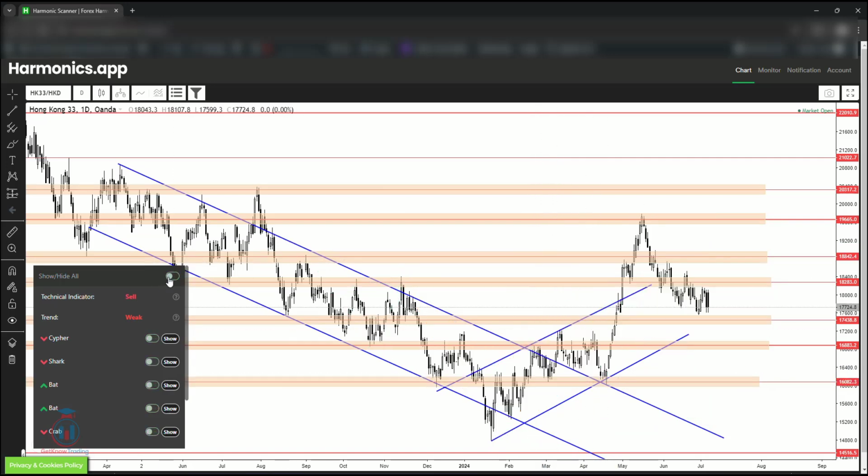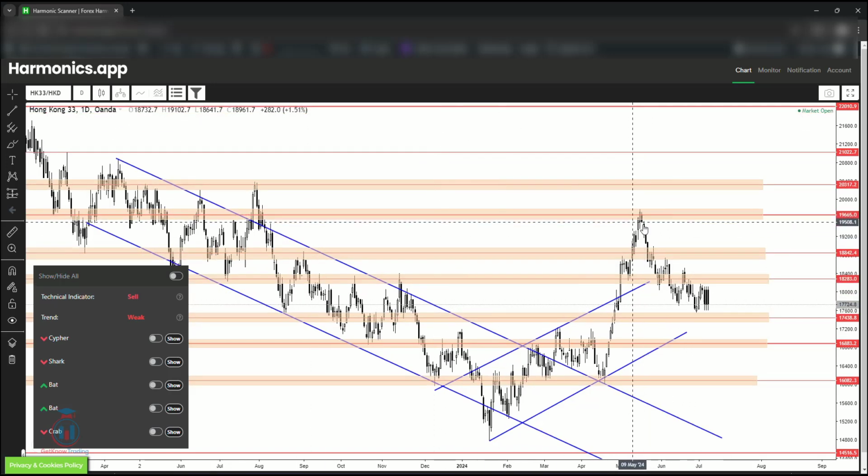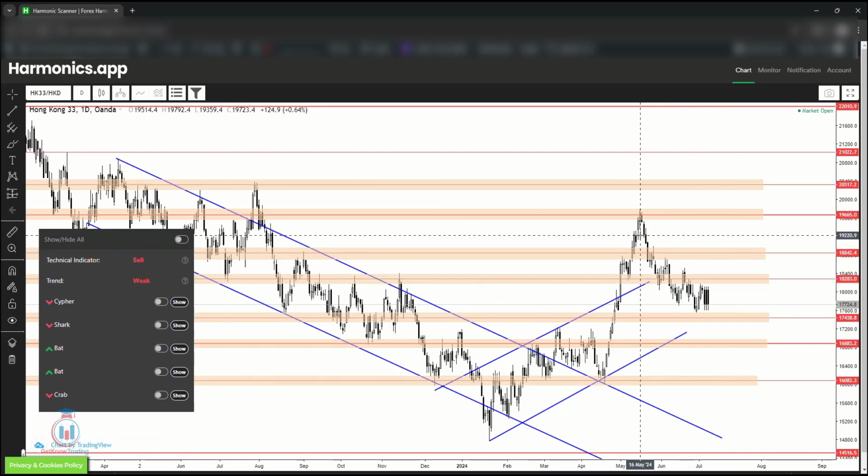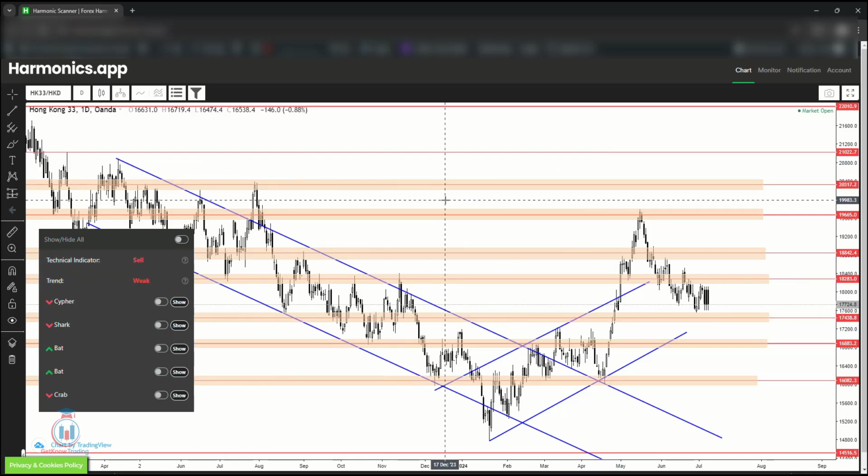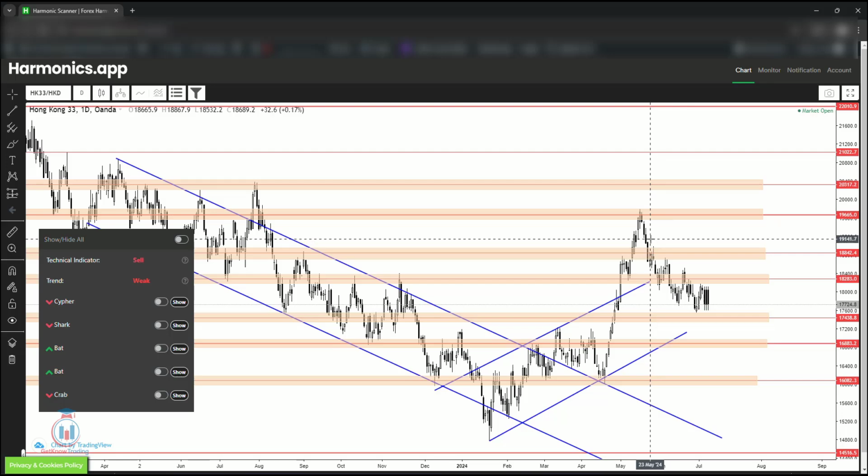I will close all of these. This is one of the pairs I have analyzed before. It is Hong Kong 33. I analyzed a bearish Bat pattern where the entry level was right here and take profit 1 and 2 were here. So currently we can see the price is moving down. Currently, I do not have this bearish Bat pattern visible here because this scanner shows only the last 200 candles, and not all the patterns are possible to see here.